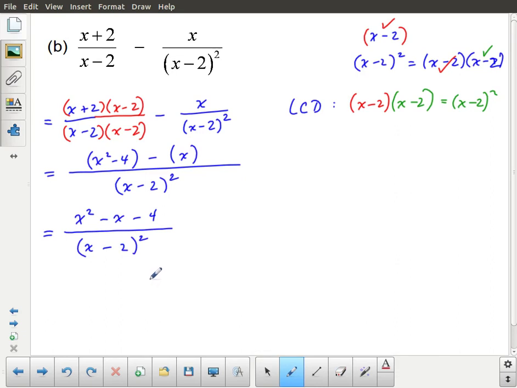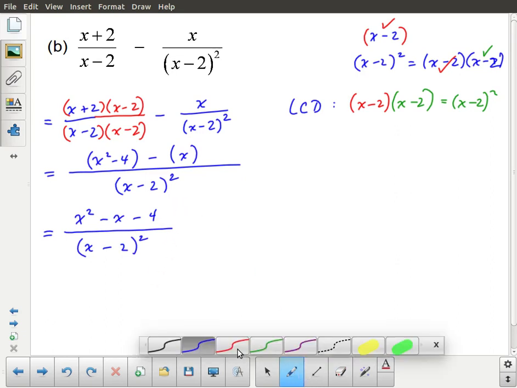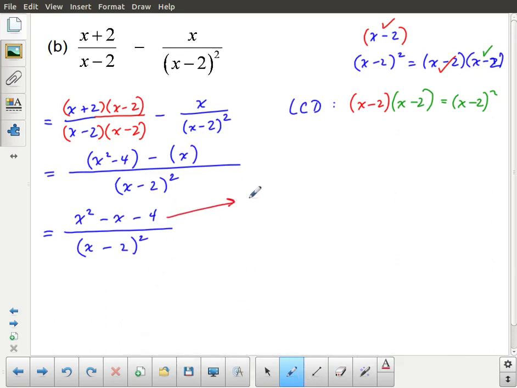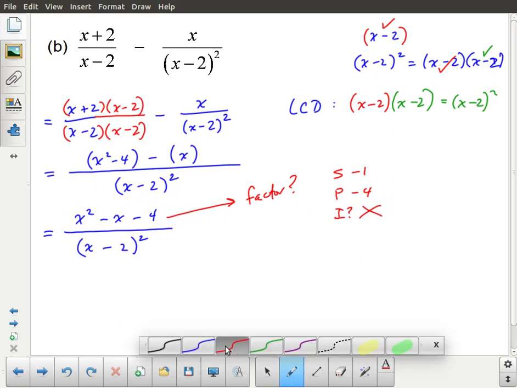all squared. So the next thing you want to do is you still do need to check whether or not you can factor this. And so we're looking for a sum of -1, a product of -4. Are there any integers that multiply to -4 and add to -1? And they are not. There are no integers. There's no rational factors for this. So this is actually our final answer.